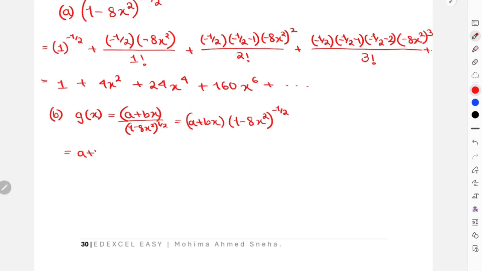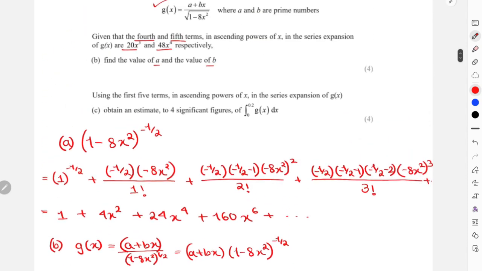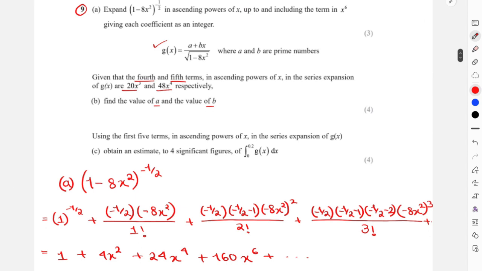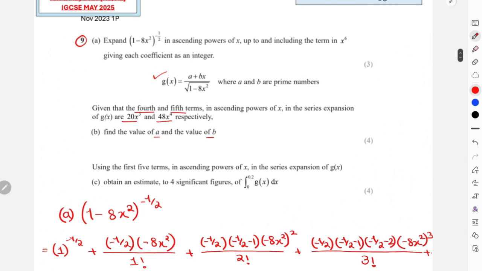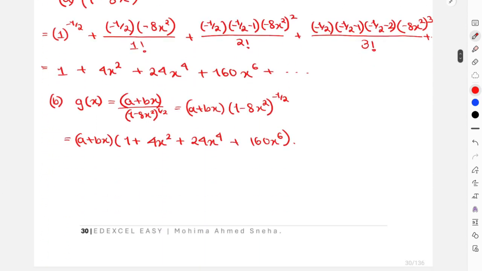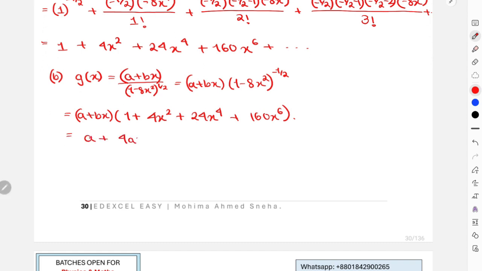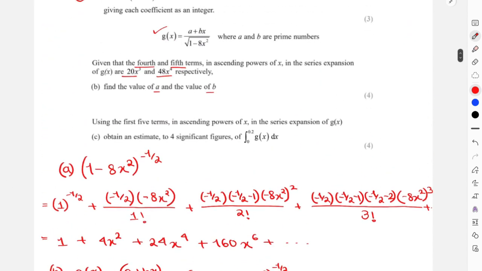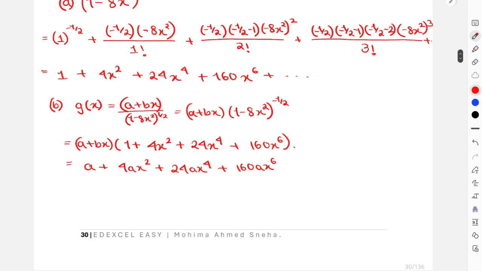So for that it will be a plus bx multiplied with your 1 plus 4x square plus 24x power 4 plus 160x power 6. If I go back to the question once more, it was stated that the x power 3 and x power 4 terms were given only. So if I multiply a with them, it will be a, 4a x square, 24a x power 4, 160a x power 6, and then I just have to multiply bx with every term. So this one is bx, 4b x power 3, and the next term would be 24b x power 5, which is not needed for me, to be honest, because I only need x power 3 and x power 4.